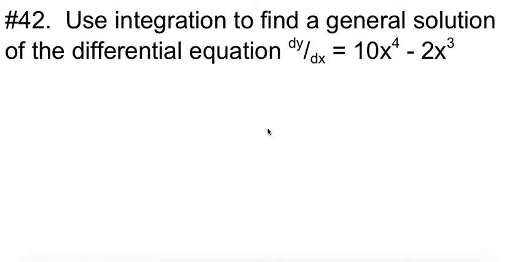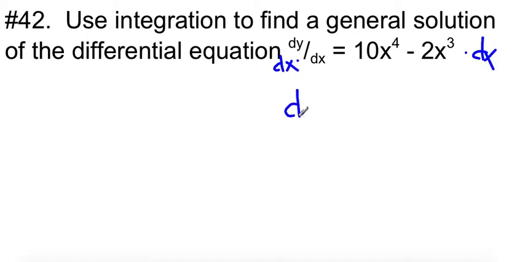This is number 42 from your book. I think you have a homework assignment with very similar types of questions. So we're going to use integration to find a general solution to this differential equation. So we have dy/dx equals 10x to the fourth minus 2x cubed. To solve this, what we want to do is get everything with the y's on one side and everything with the x's on the other side. It's super easy in this problem. All we're going to do is multiply both sides by dx.